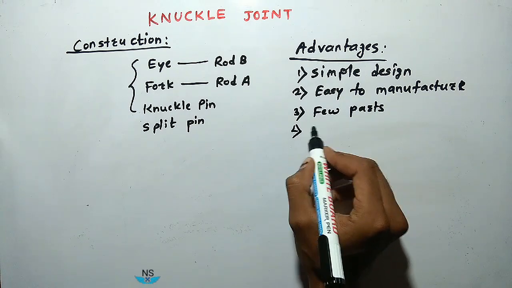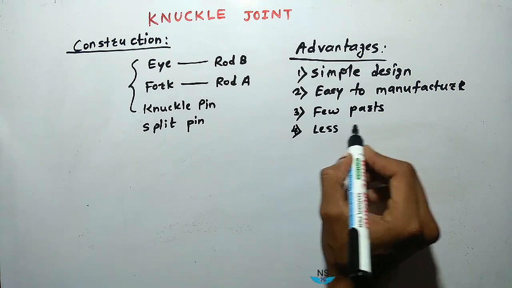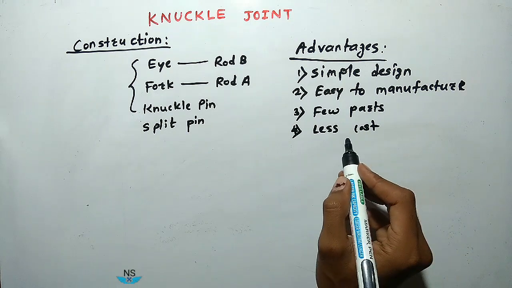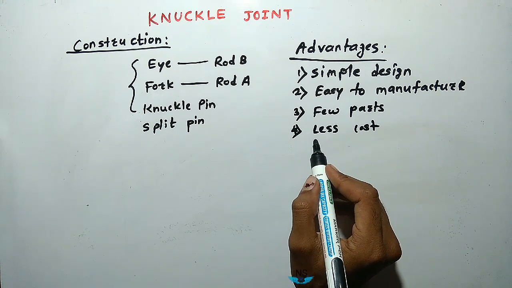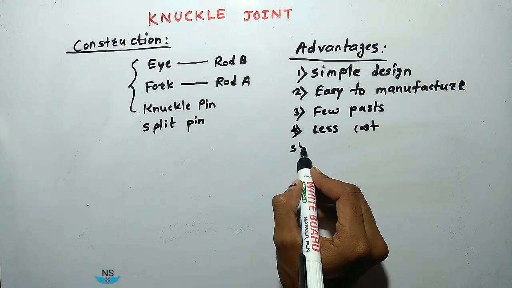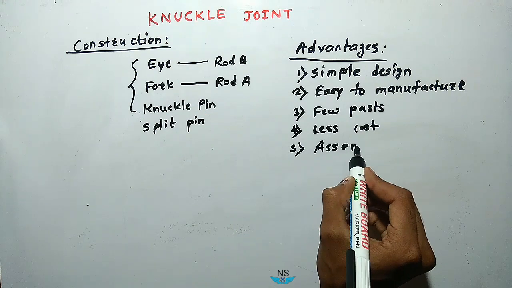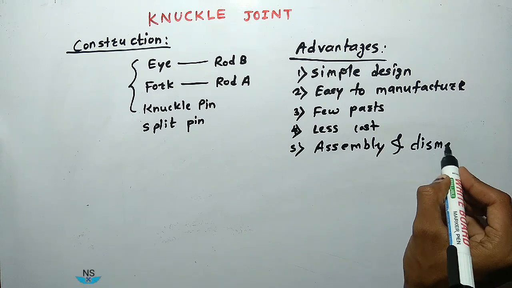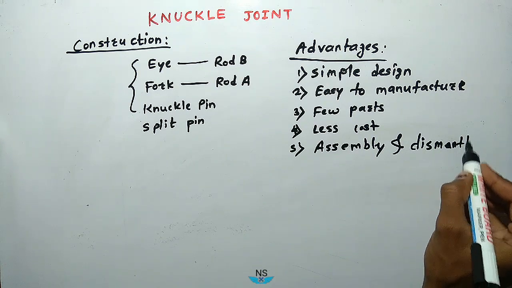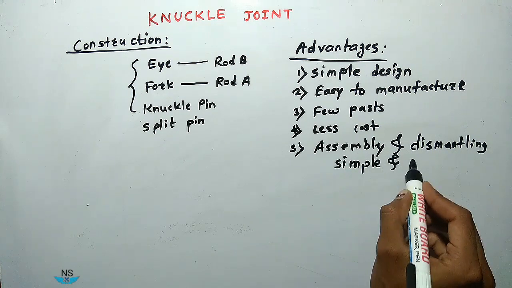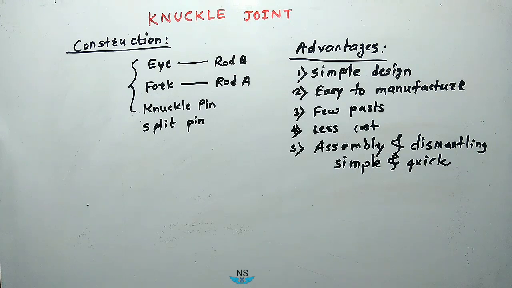Then its cost is also less. So less cost is there. And assembling and dismantling of the parts of the knuckle joint is quick and simple. So assembly and dismantling are simple and quick. So these are the advantages of the knuckle joint.